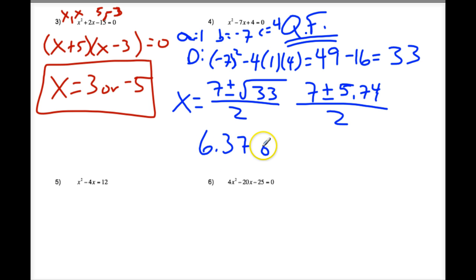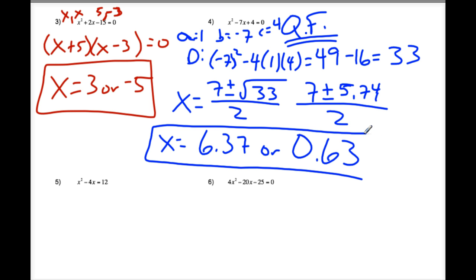And the other one is 7 minus 5.74 equals, divided by 2, equals, what's the other solution, guys? 0.63. Boom. Guys, when in doubt, what do we do? Quadratic formula. When in doubt, do the quadratic formula.